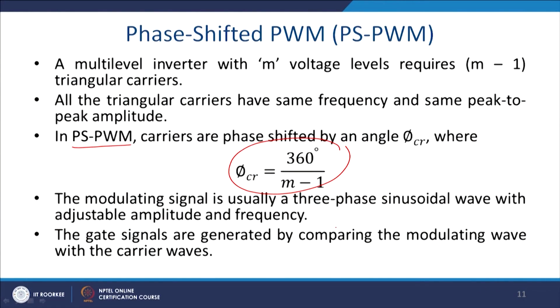The modulating signal is usually a 3 phase wave with adjustable frequency and amplitude, depending on the requirement of the voltage level. You have the same modulating signal, while the carrier wave is phase shifted depending on the number of levels, and gate signals are generated by comparing the modulating wave with the carrier wave. So, this is the application of it.